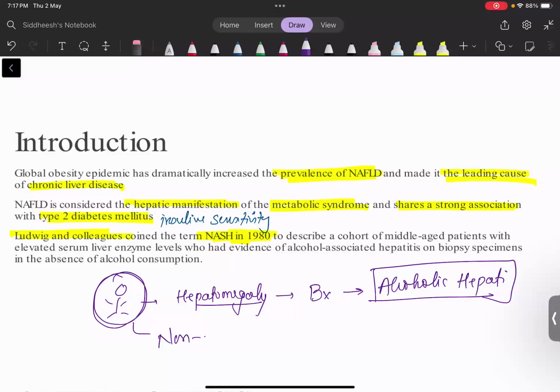Now, the turning point was all the patients were non-alcoholic. All the patients were what? Non-alcoholic. So something was there among the non-alcoholic patients that resembles alcoholic hepatitis. That's why we have a term that is known as NASH, non-alcoholic steatohepatitis. This is how NASH came up.